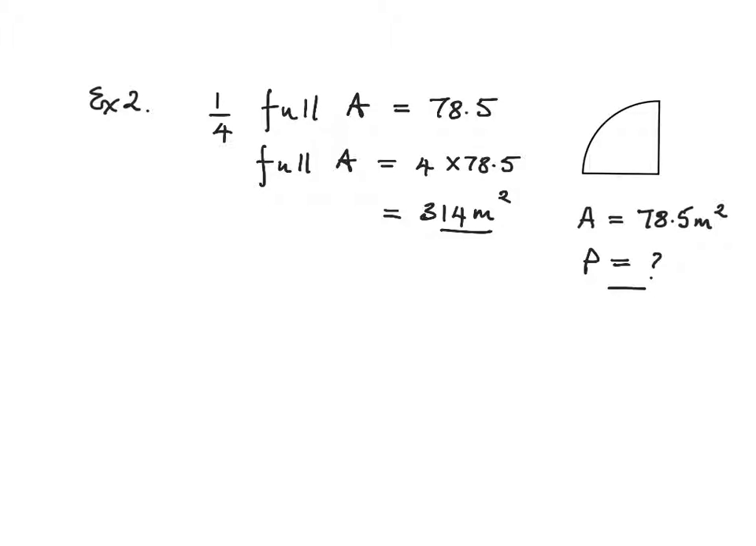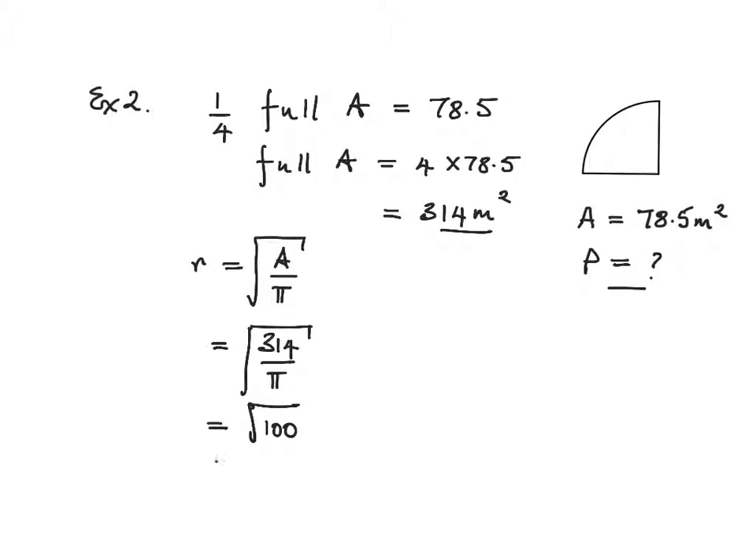Now, if we have the area of a circle, what we do first of all is calculate the radius using the formula area divided by pi and square root the answer. So the total area of the circle is 314 divided by pi, and that works out very nicely. So that's the square root of 100, and that's 10 metres.